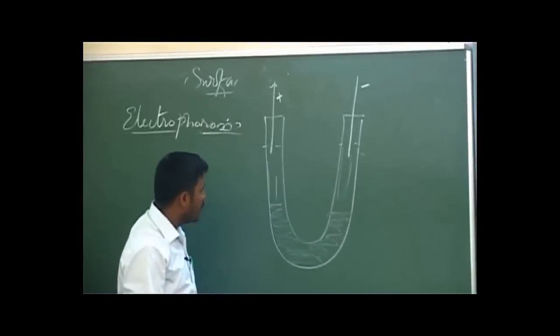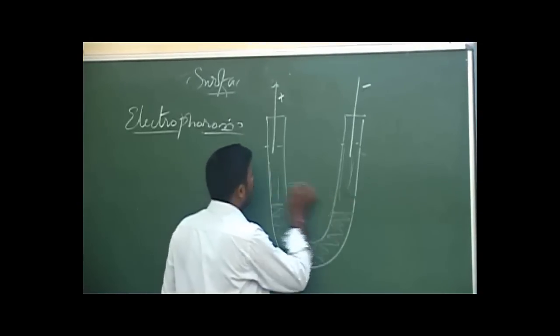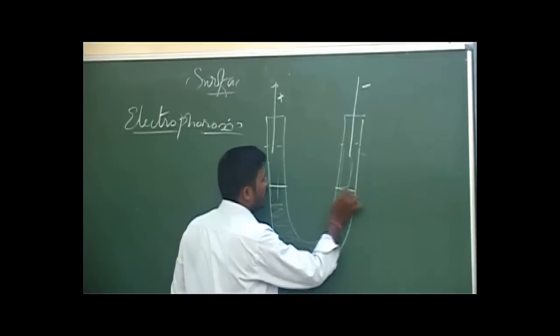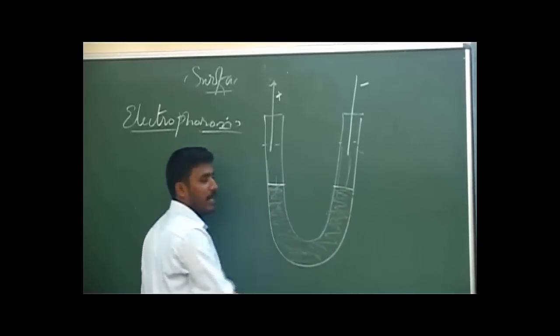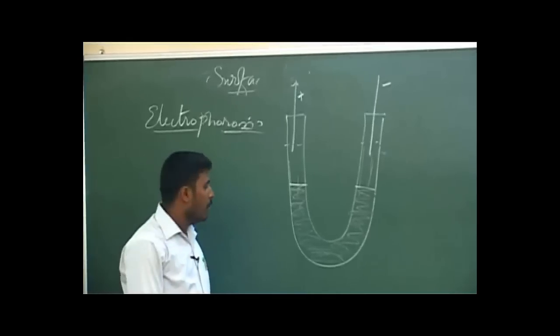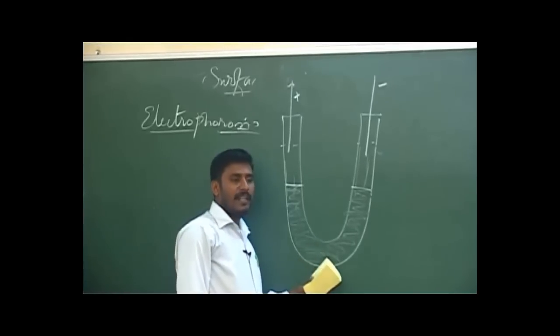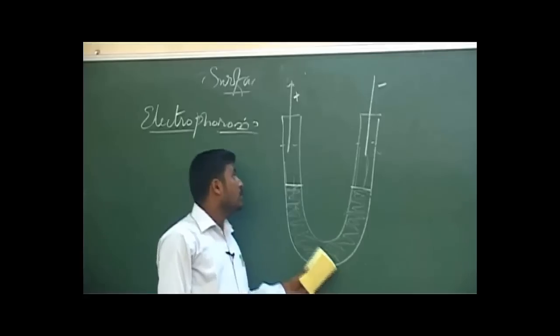Listen, now the concept is this. Initially, at the initial level, if your colloid is negative, it will migrate towards the positive side.